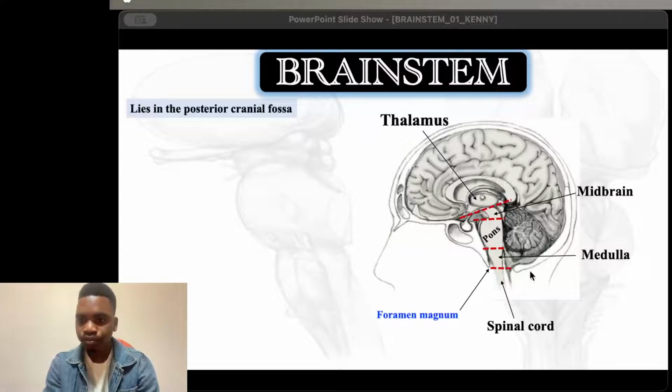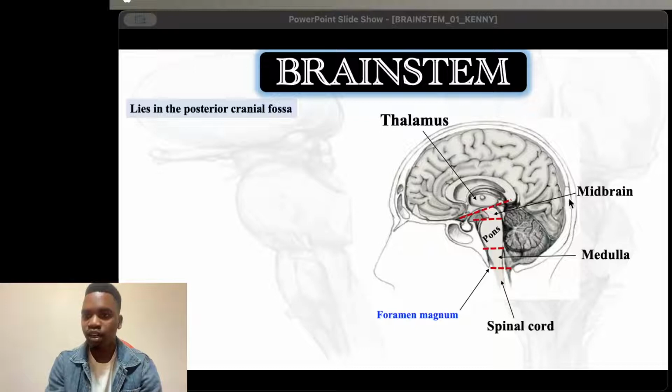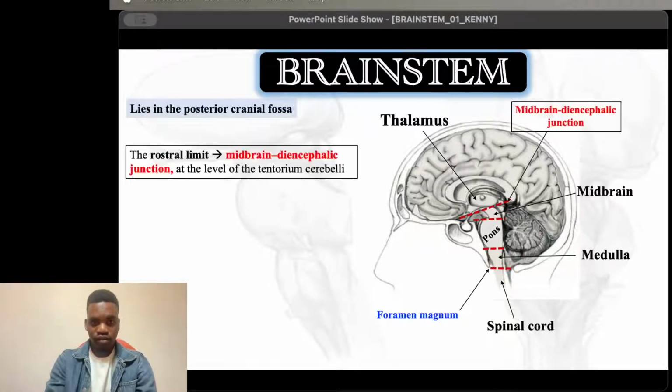So the brainstem starts at the level of the junction between the thalamus and the midbrain. Because the midbrain comes from the mesencephalon, it is called the mesencephalic diencephalic junction. And then it ends at the level of the foramen magnum, where the medulla becomes the spinal cord after it goes through the foramen magnum.